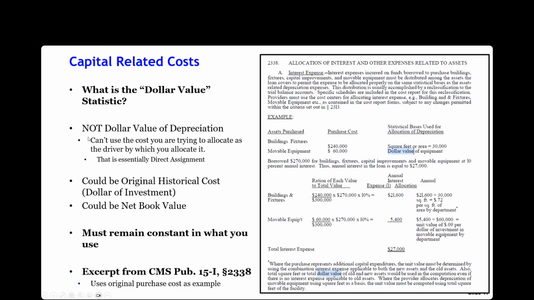The important thing here I'll mention is that it does not mean dollar value of depreciation, because you're trying to allocate depreciation. You can't use depreciation as the depreciation statistic. You can't use the cost that you're trying to allocate as the driver by which you allocate it. That'd be direct assignment by definition. It's not a statistic. So it's definitely not that, but there are other two values it could be.